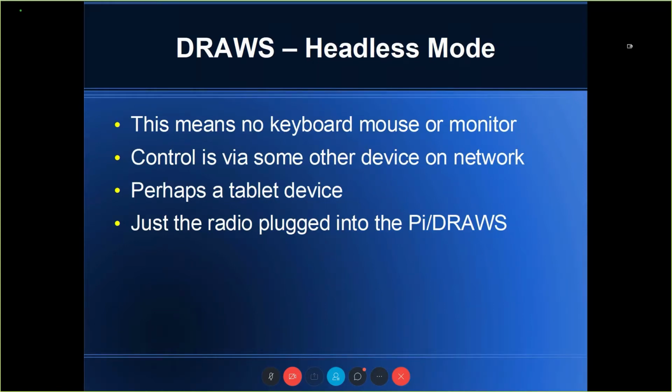Some devices can control it, like a tablet. I said perhaps a tablet, and I've actually tried it, and you can use a tablet to do all the same things. So think about that. Your deployment box is that and a tablet, and it just needs to be plugged into the Pi DRAWS. So that's why I said it's sort of all you need. You have to have the radio, and you have to have some way to communicate to the DRAWS system.